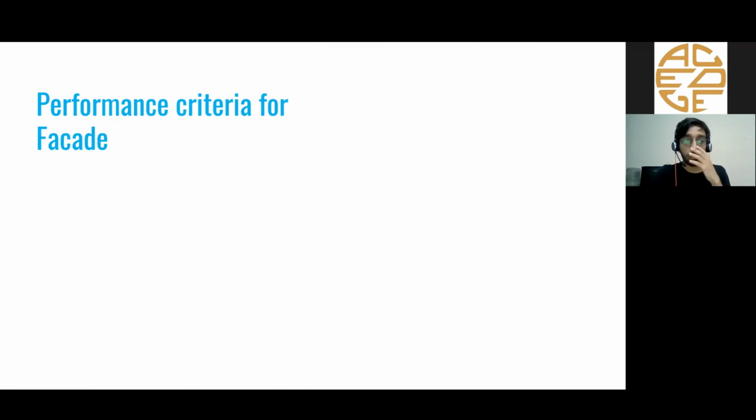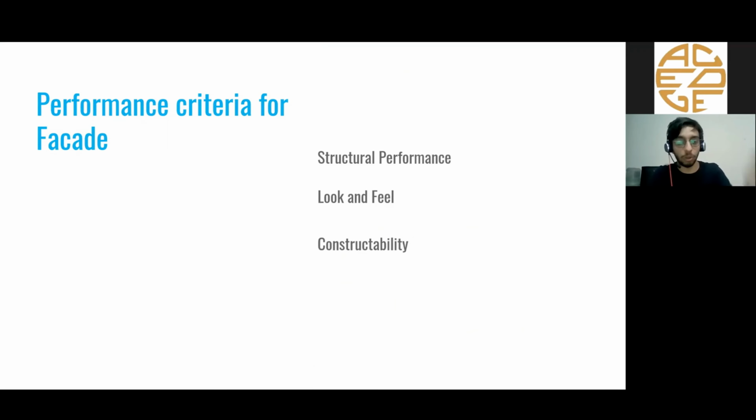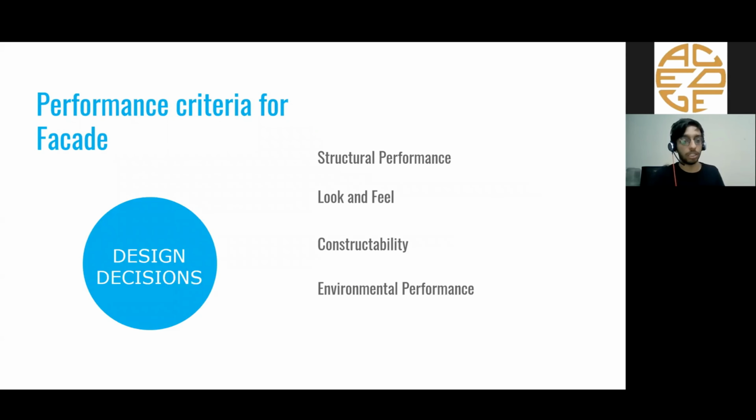And what are the performance criteria for facade? There are different criteria that we can name. We have structural performance, we have the look and feel, the aesthetics, we have the constructability, how the facade is fabricated and constructed and joined together in the building, and also the environmental performance. Out of these performance criteria, we come to some design decisions. And with those design decisions, our high performance buildings are designed and constructed.